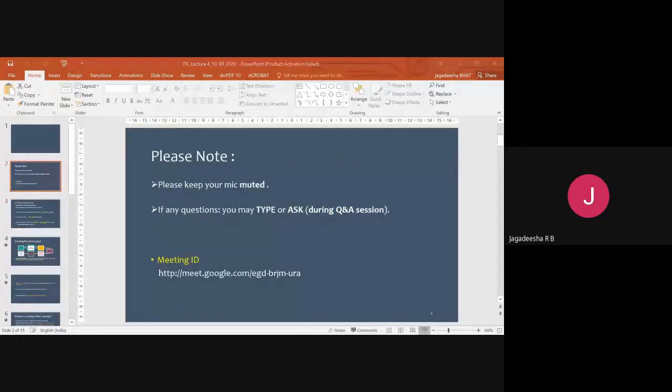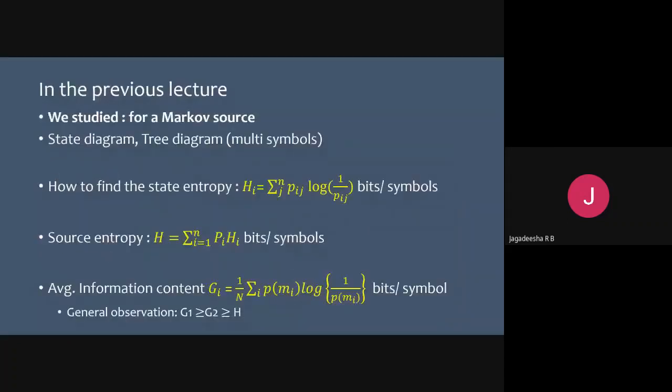In the previous lecture, we studied the Markov source. So you know what a Markov source is, right? Here, the symbols generated one after the other will depend on the previous symbols generated. And then we also saw the state diagram, given the transition probabilities, right?